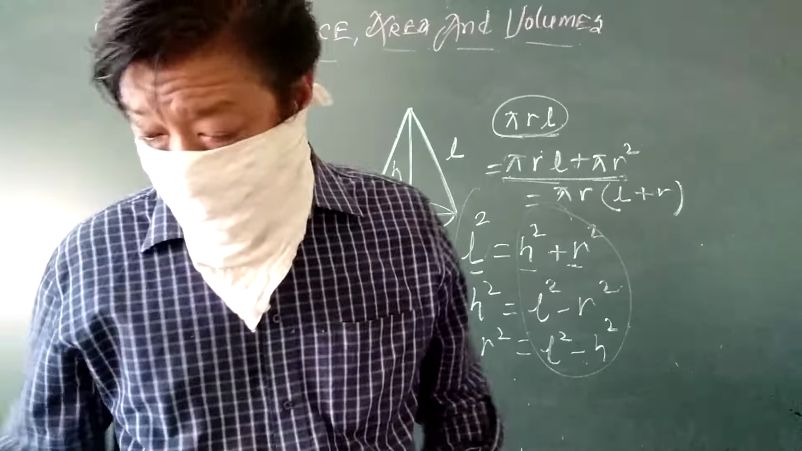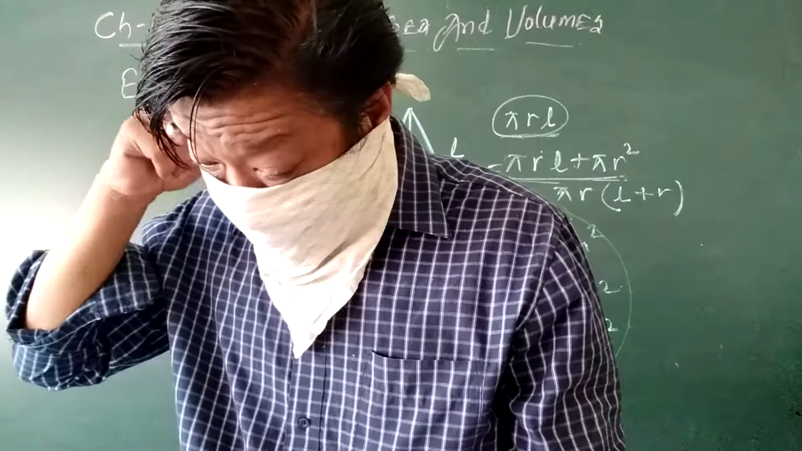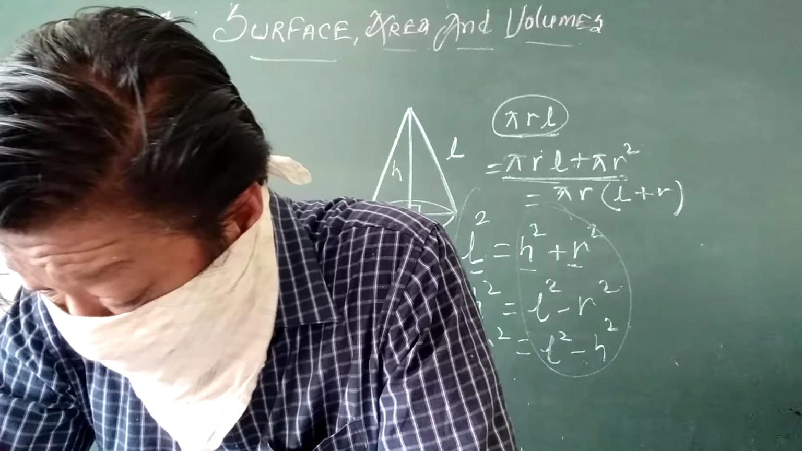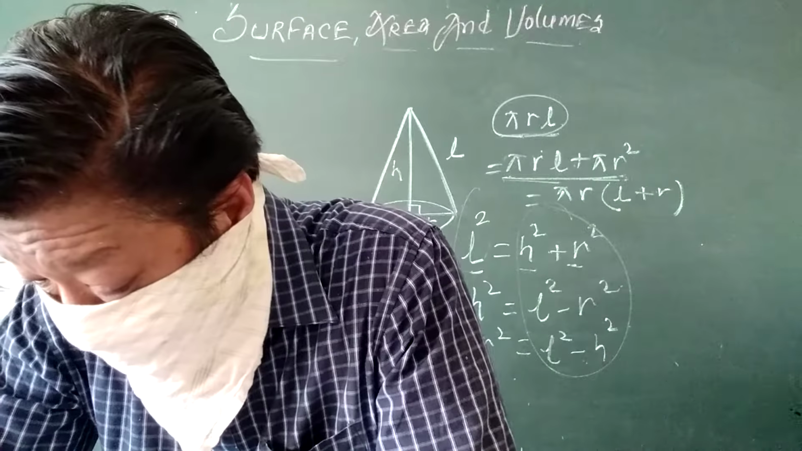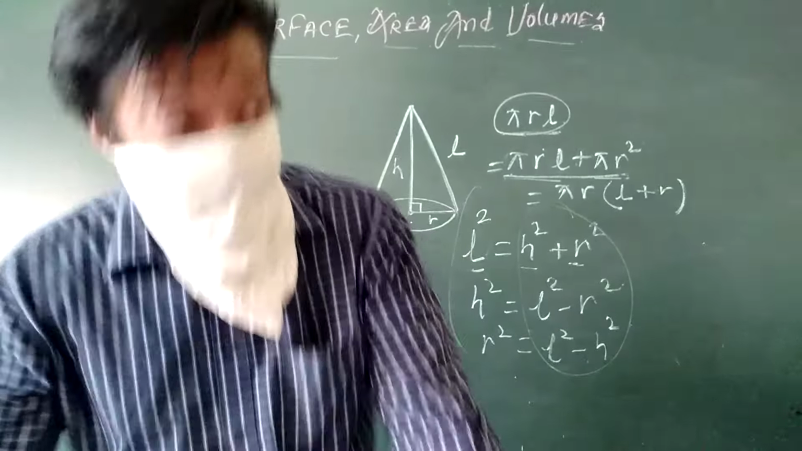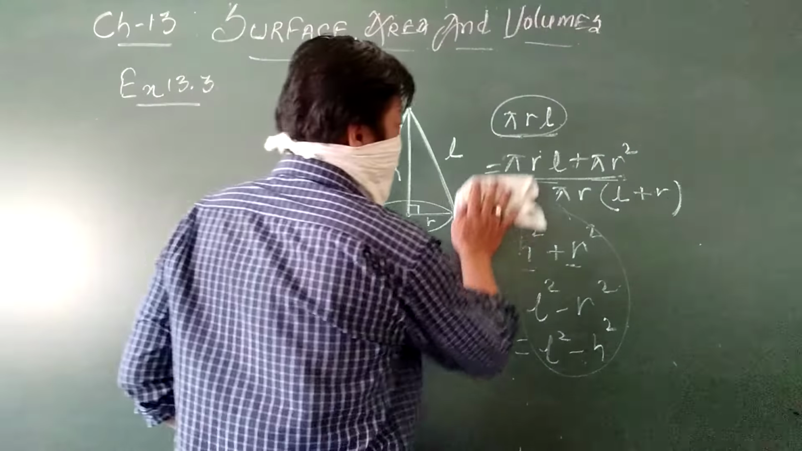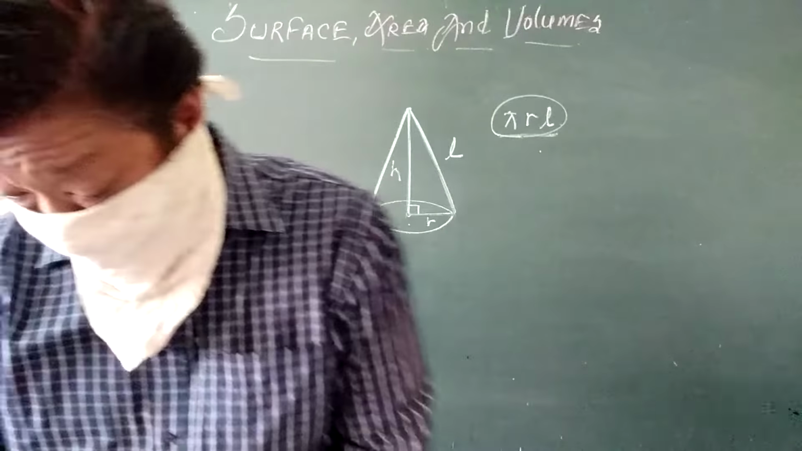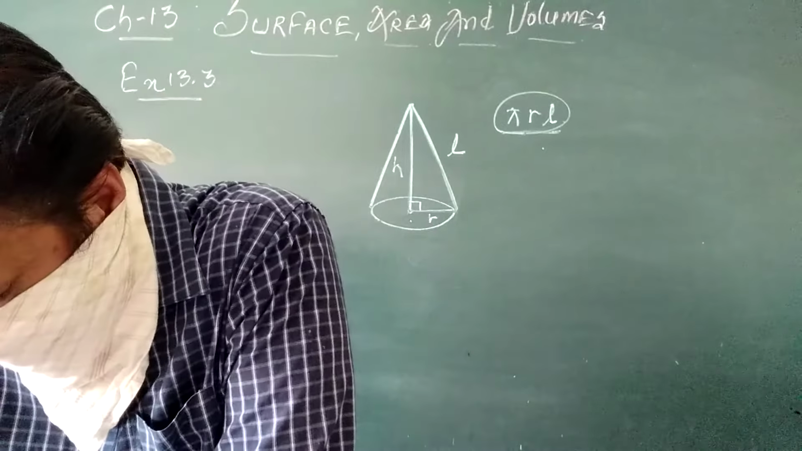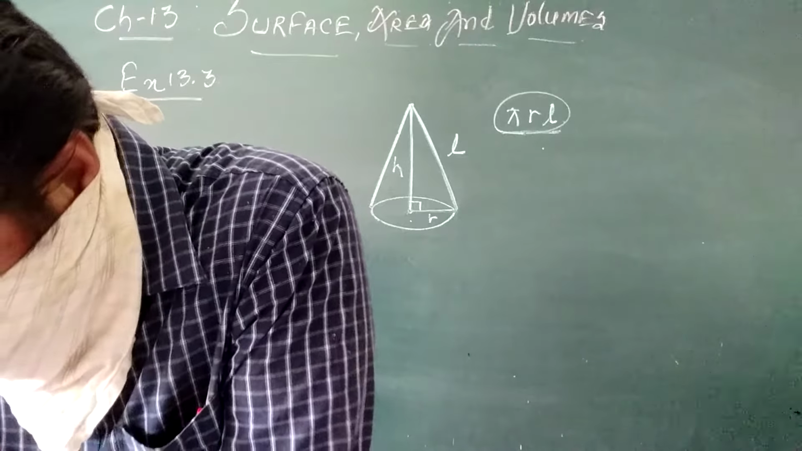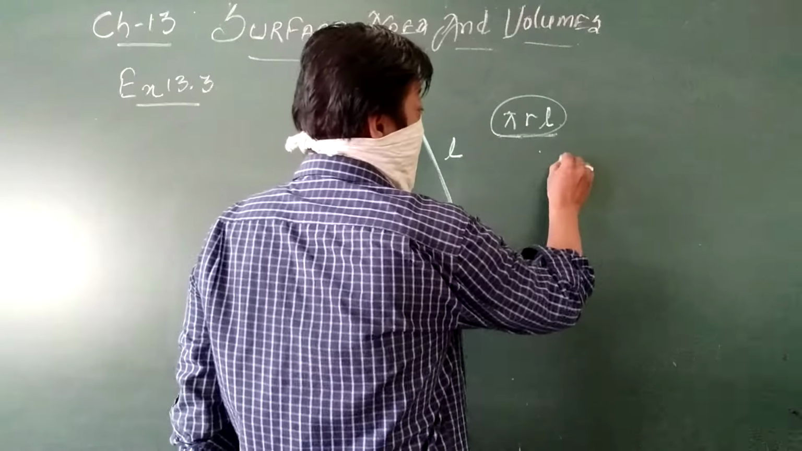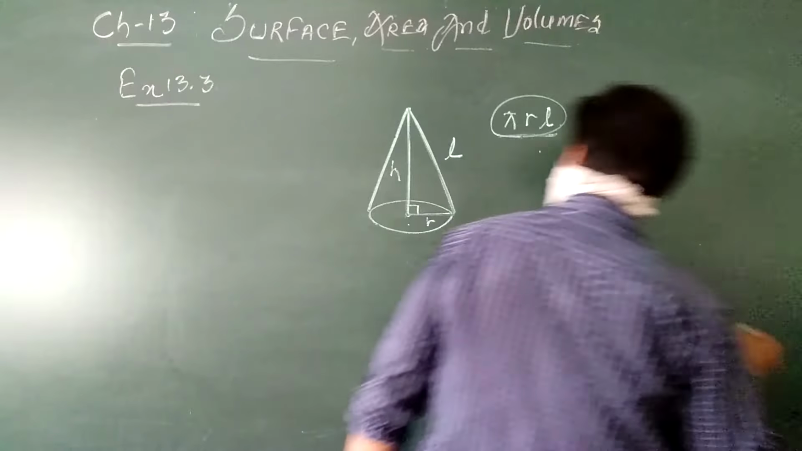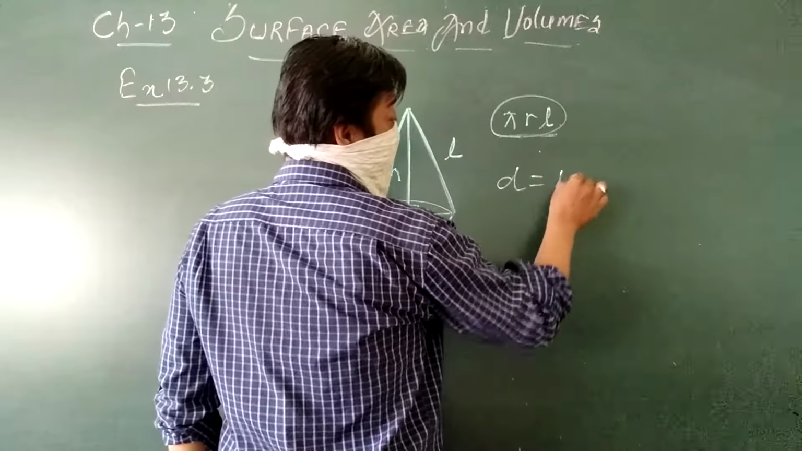Now question number 1 in exercise number 13.3. It is given that the diameter of the base of a cone is 10.5 centimeter and its slant height is 10 centimeter. Find its curved surface area. You have to find the curved surface area of the cone, and the diameter is given to you, which is 10.5.